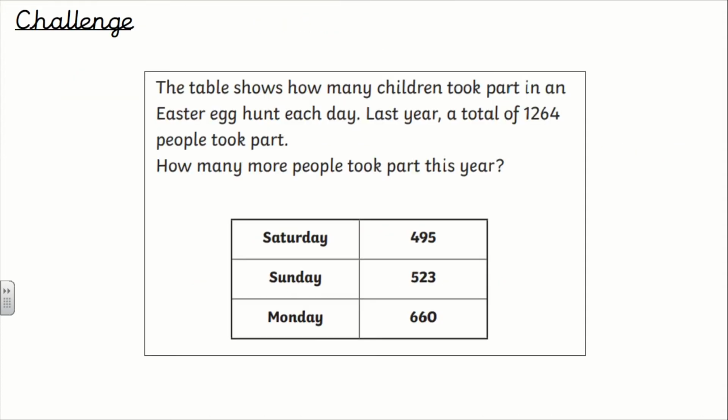Question 7 is our challenge question. It's our final one. So, the table shows how many children took part in an Easter egg hunt each day. Last year, a total of 1,264 people took part. How many more people took part this year? Saturday, there were 495. Sunday, there were 523. And on Monday, there were 660.